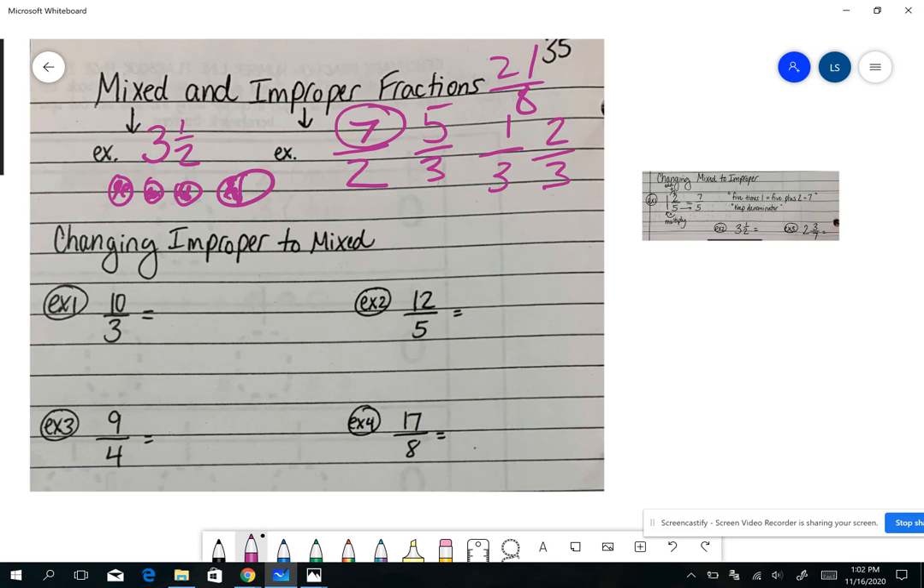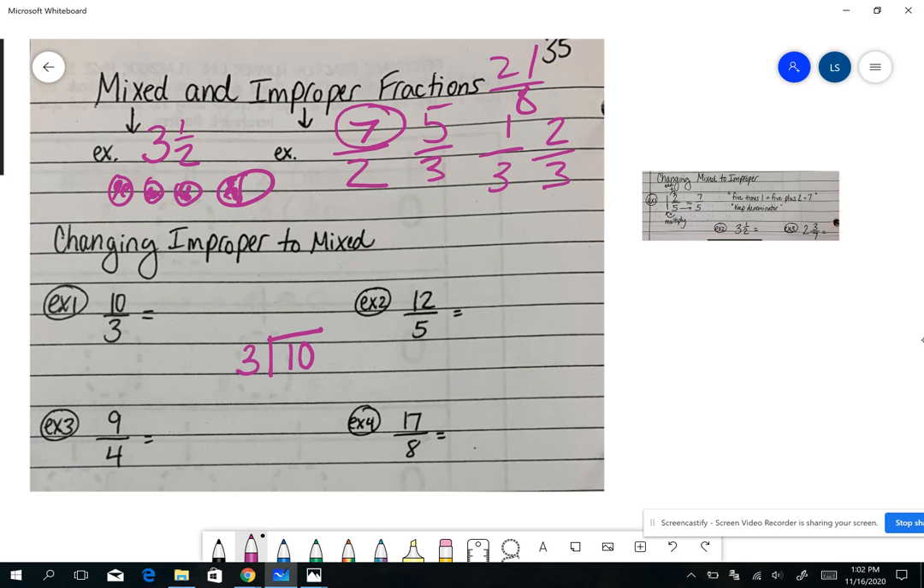All right, now we need to be able to go back and forth between improper and mixed. So this right here is an improper fraction, 10/3. I want to make it a mixed number. So what you can do is off to the side, you can divide. The top number always goes in the house. 10 divided by the bottom number, which always goes outside. 10 divided by 3. Now, you should be able to do this in your head.